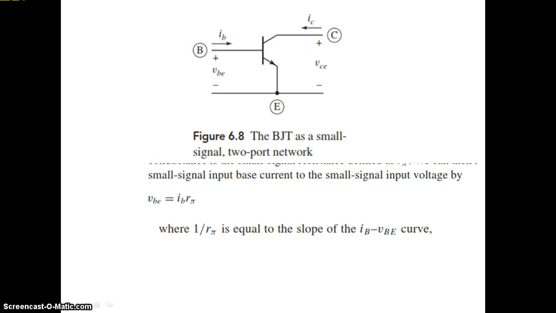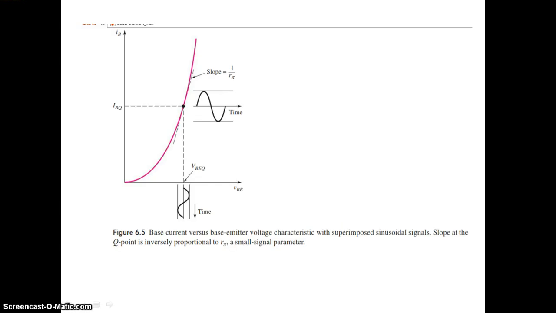So here the small signal input base current is IB, and the small signal input base voltage is VBE, and they are related by VBE equal to IB into R pi, where 1 by R pi is the slope of the IB-VBE curve, which is shown here. This is VBE and this is IB, and the slope of this curve is given as 1 by R pi. 1 by R pi means conductance, R pi means resistance.